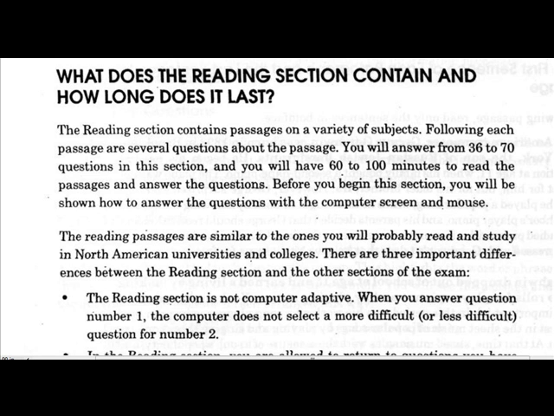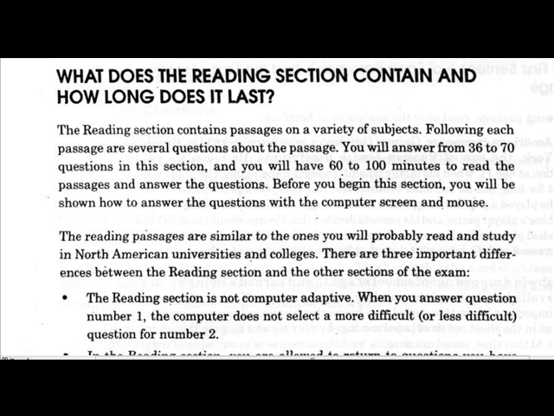Begin with: what does a reading section contain and how long does it last? Well, the reading section contains passages on a variety of subjects. Following each passage are several questions about the passage. You will answer from 36 to 70 questions in this section, and you will have 60 to 100 minutes to read the passages and answer the questions, okay?